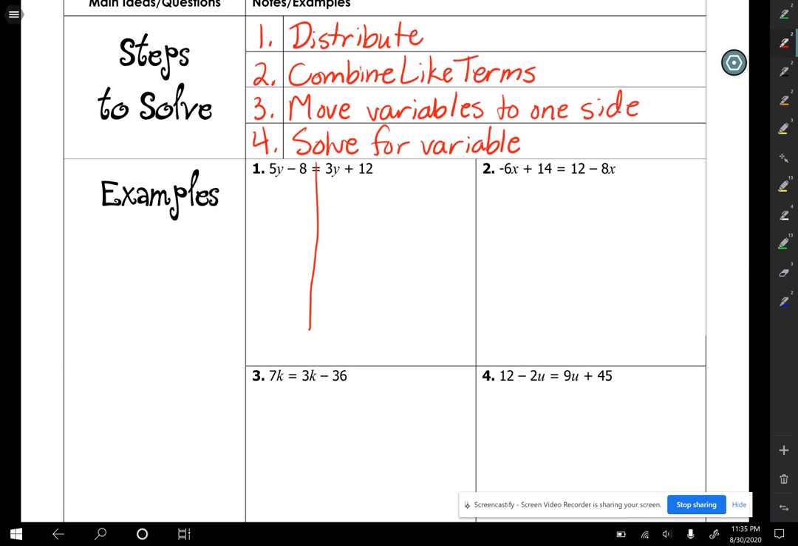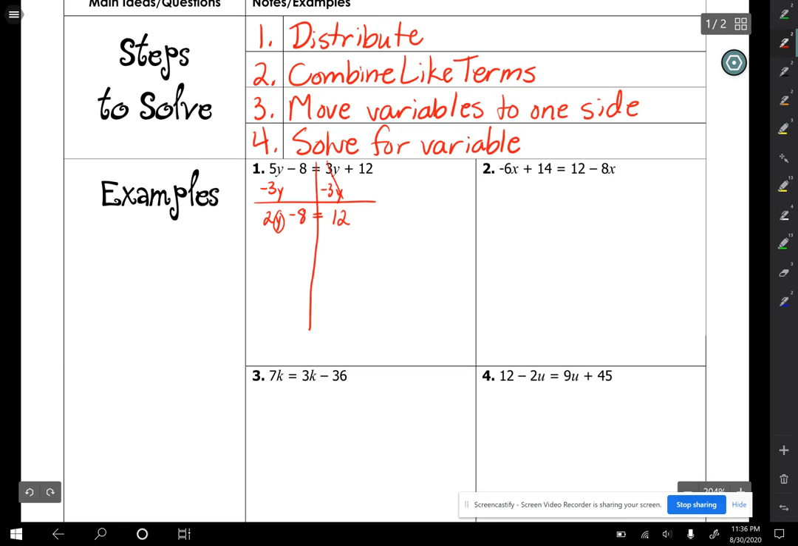So I want to move this 3y, and since it's positive, I'm going to subtract 3y from both sides. Okay. Now over here, I have 5y minus 3y equals 2y minus the 8 equals, these cancel out. You have a positive 3y and a negative 3y. So those are gone. And then you have the positive 12. Now this looks easier to solve because all of our y's are on one side.